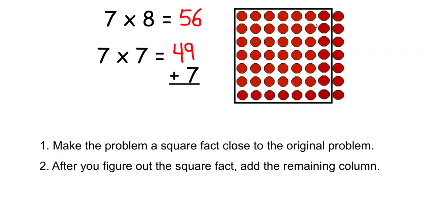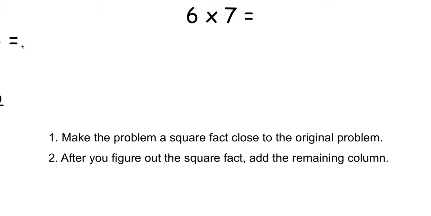Now, a little shortcut you can do without using the array is you can just visualize this in your head. So again, what do we do first? That's right, we're going to make that problem a square fact close to the original. And then whatever we get, we're going to add 6. So 6 times 6, then plus 6.